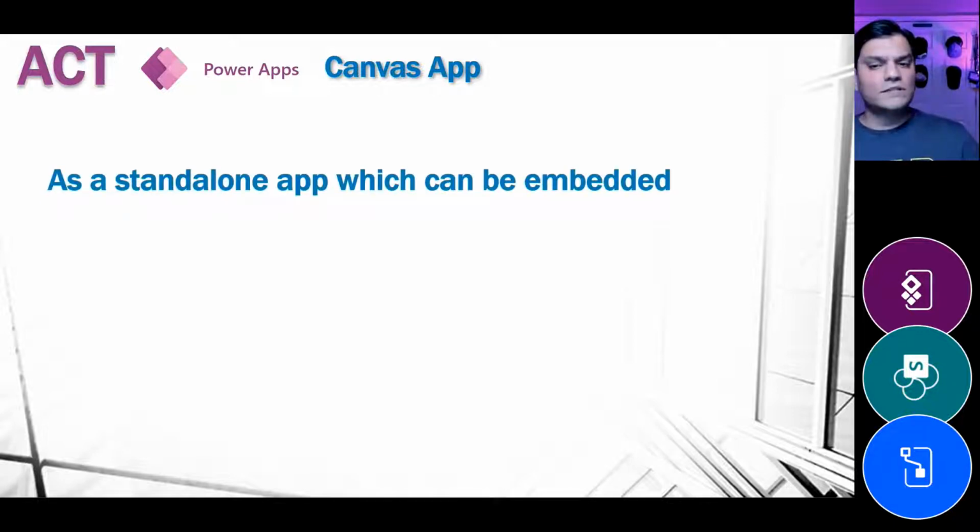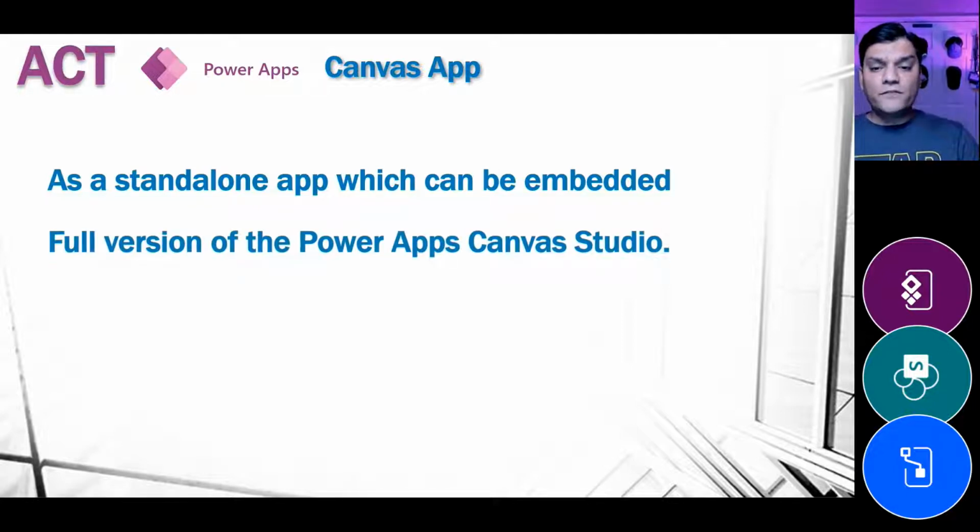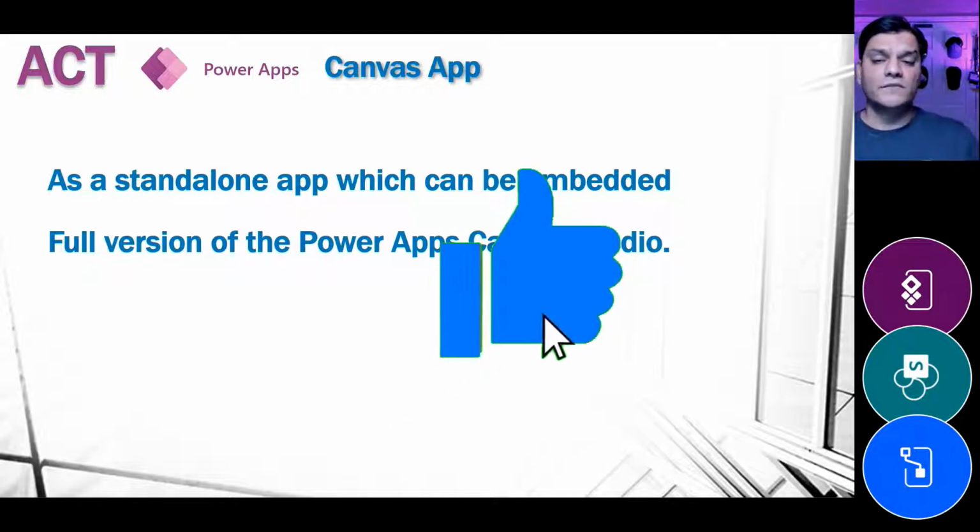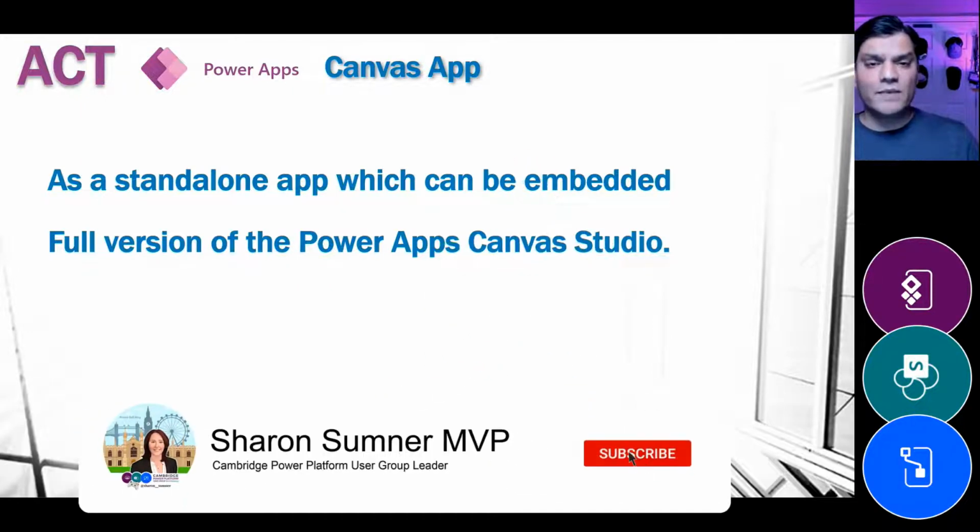But if for some reason that is not what you want, then look at Canvas apps. Canvas apps is a full standalone app which can be embedded into a SharePoint page. That's a neat thing. It is a full version of Power Apps Canvas Studio. What I mean by that is, if you go back to the customized form of SharePoint, it does open the studio in the browser, but you don't have the option to do a save as. You don't have the option to make other changes to the look and feel, because it's a very small segment of the Canvas Studio. It's not the full fidelity you get with Canvas Studio. So keep that in the back of your mind.